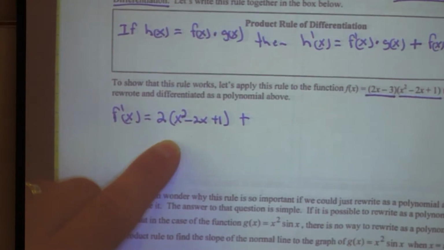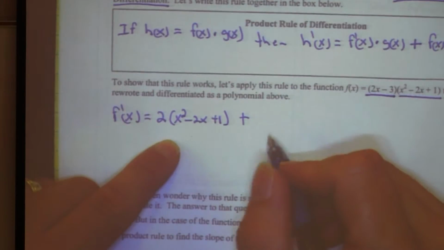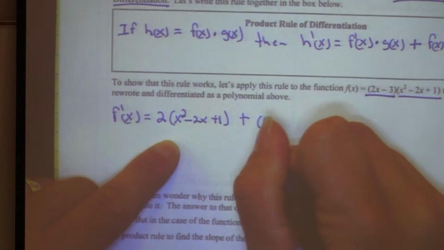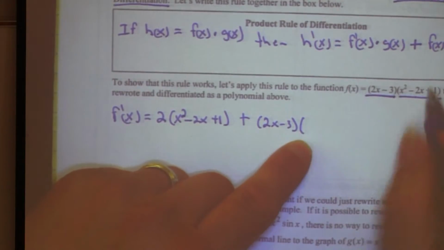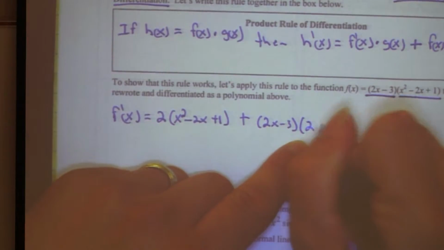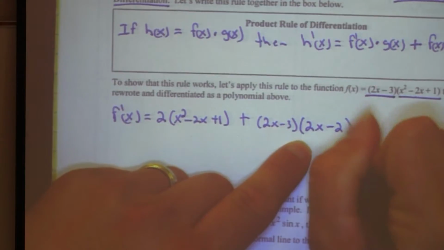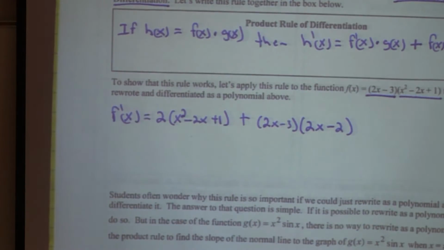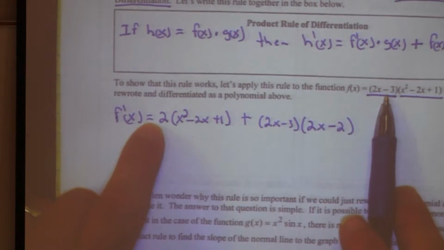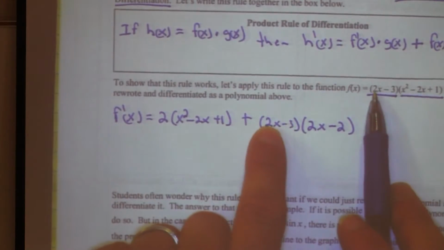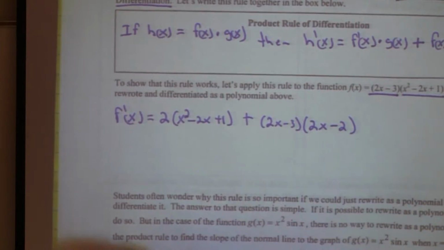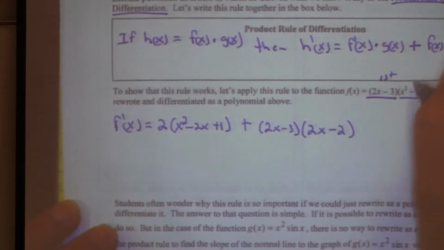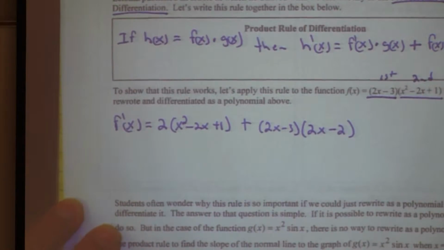Plus the first, which is 2x minus 3, times the derivative of the second, which is 2x minus 2. Are you with me? Yes. Derivative of the first times the second, plus the first times the derivative of the second. Okay? We're thinking of this as the first and this the second function.